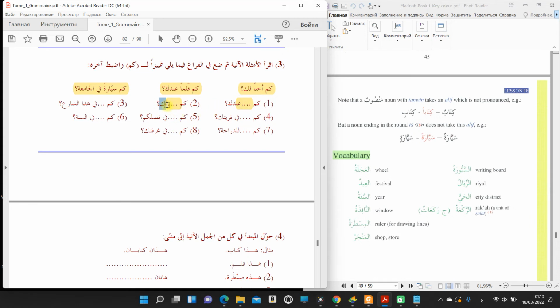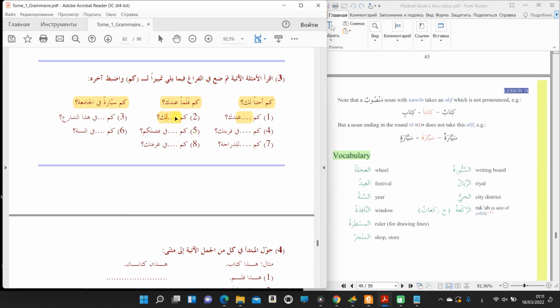Here it says لك. Therefore we can say, for example, كم أذنا لك. How many ears do you have? Ears is something that is not separable from you. Therefore we can say that. كم أذنا لك. كم في الشارع, on the street. So let's say كم فندقا في هذا الشارع. How many hotels in this street?